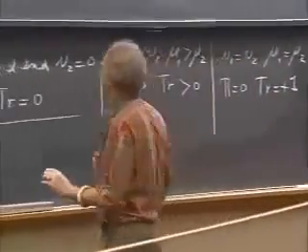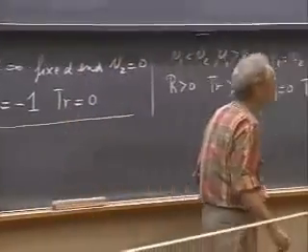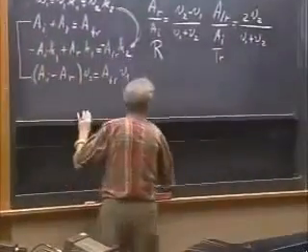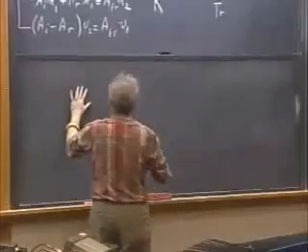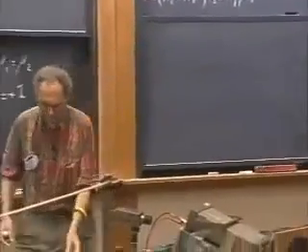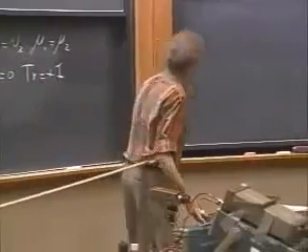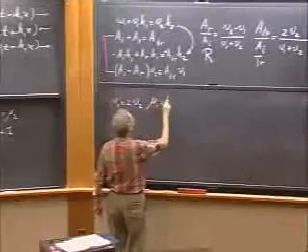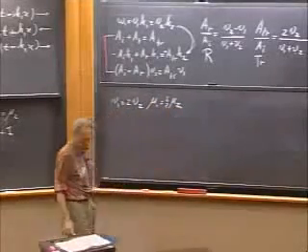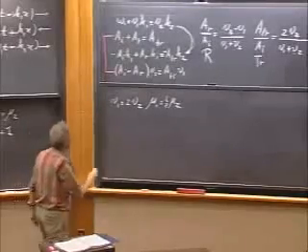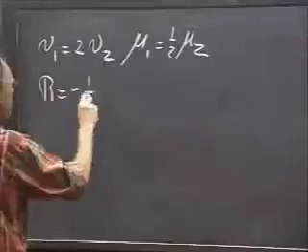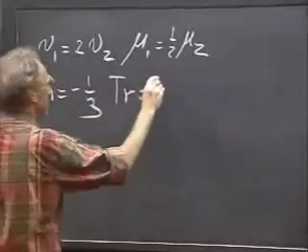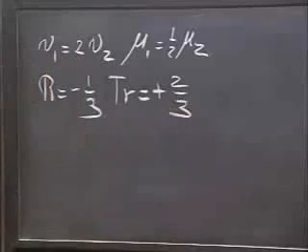Okay, so now let's do a specific example whereby we give some numbers, because that's what I plan to demonstrate. So the example that I have in mind is that V1 is 2V2. So V1 is 2V2. In other words, mu1 is 1/2 mu2. If I put that in that equation, I find that R equals minus 1/3, and I find that the transmittivity is plus 2/3. That's just a matter of sticking those numbers in.